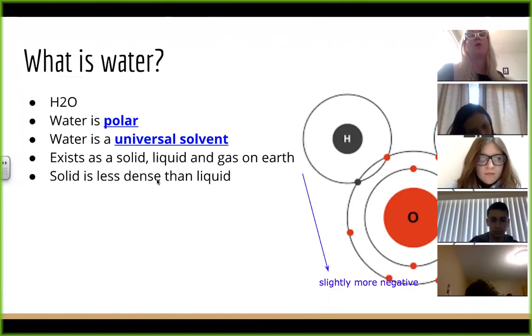Okay, so what is water, right? H2O, that's literally the formula. Usually the 2 would be a subscript, right? But you could also write it like this. Water is polar. Does anyone remember or maybe learned what polar meant if they went through the mini lesson about properties of water or the regular lesson? What does it mean for something to be polar?